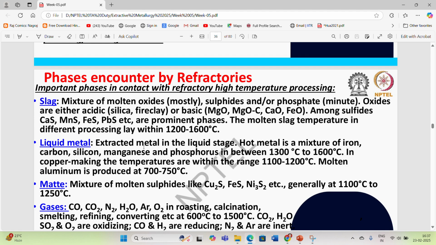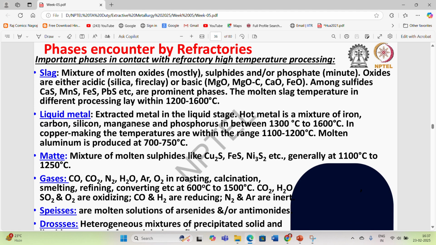So, phases encountered by refractories: important phases in contact with refractories during high temperature processing. There are different materials which can react with these refractories during the high temperature processing or applications.